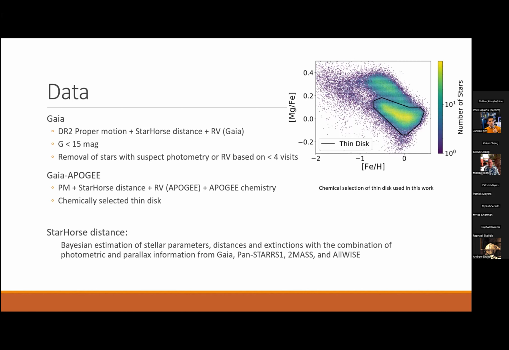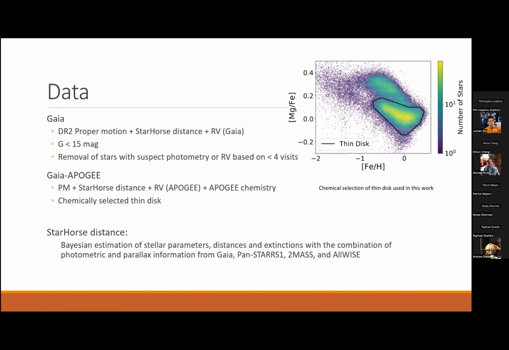The second one is a cross-match between Gaia and APOGEE, where we use the proper motion from Gaia, however, the StarHorse distance, the radial velocity, and also the chemistry from APOGEE. We then move on to chemically select thin and thick disk. Thick disk is above. I didn't label it in this plot.